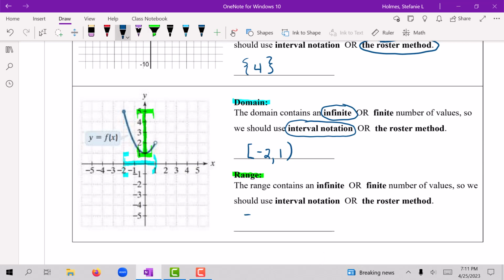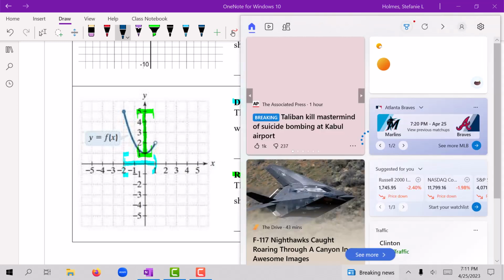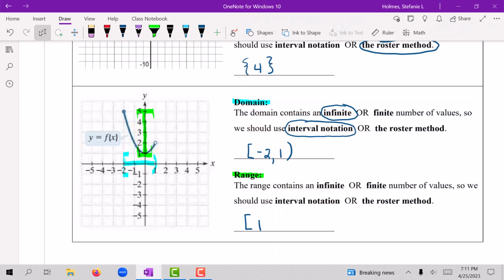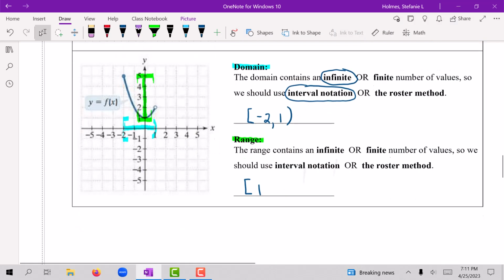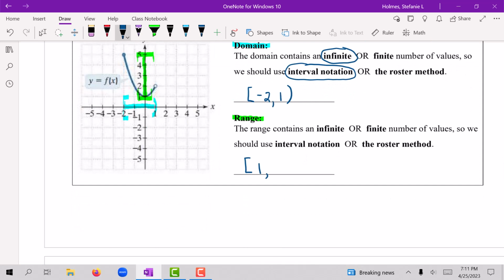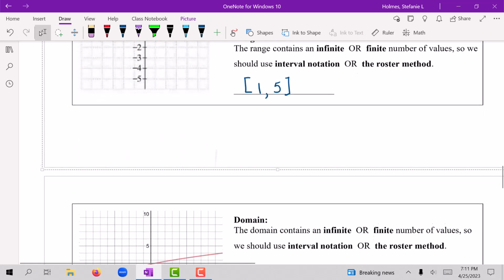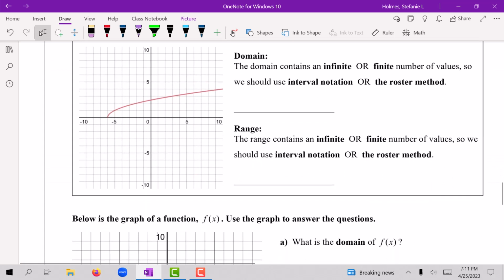So our range is the smallest vertical value, which is 1. Sorry, I hate when I keep accidentally hitting things. I don't mean to. And our largest y value is 5, also included. So we have the closed interval from 1 to 5. Okay, moving on.